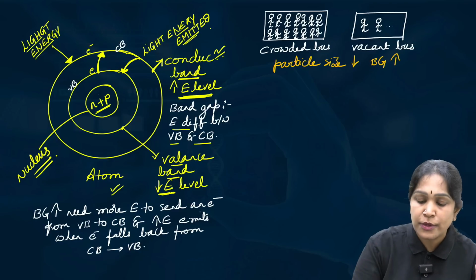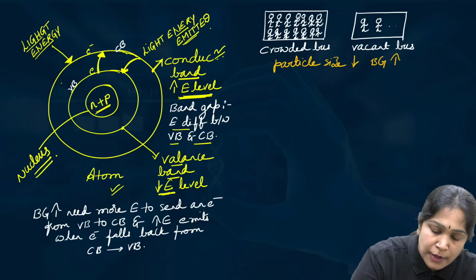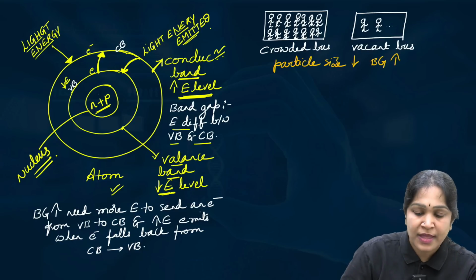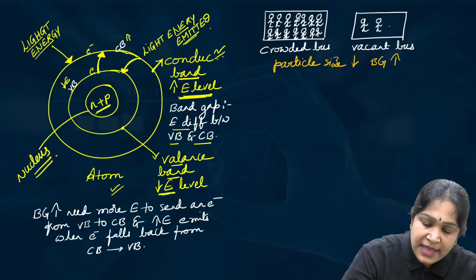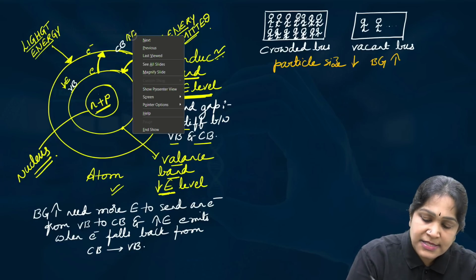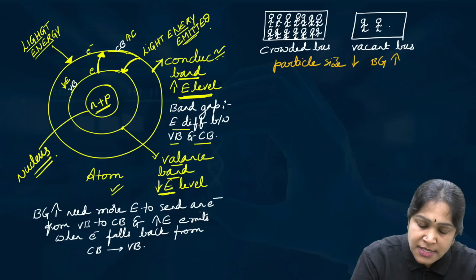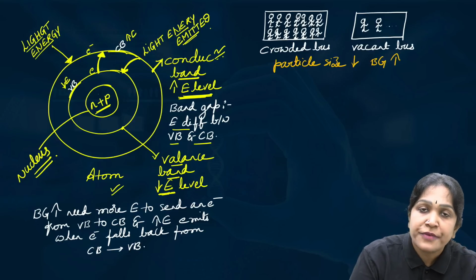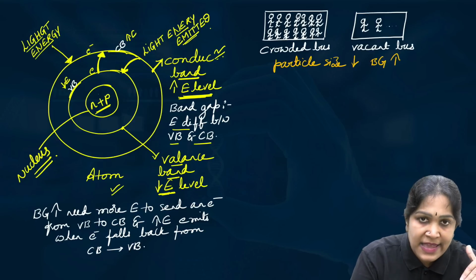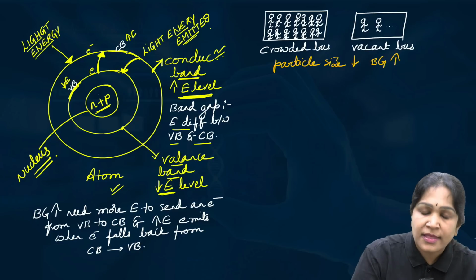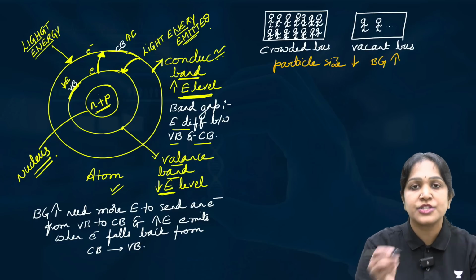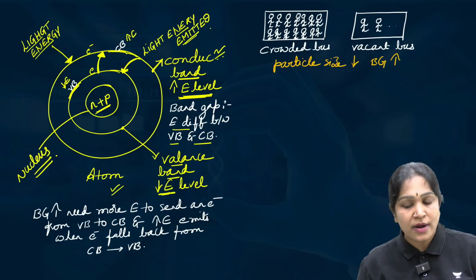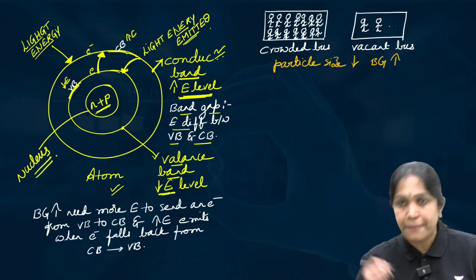I told you that the valence band is a low energy state, and the conduction band is a high energy state. This is high energy, this is low energy. But what is the difference between the two? How high is it? How low is it? The energy difference between the conduction band and valence band is called the band gap.